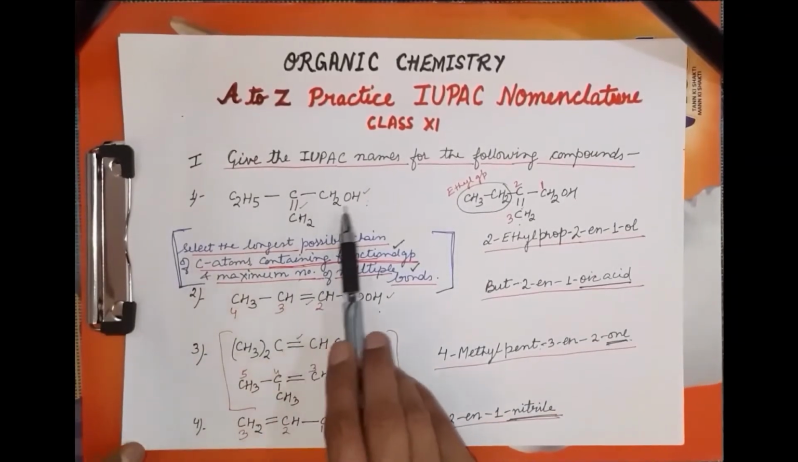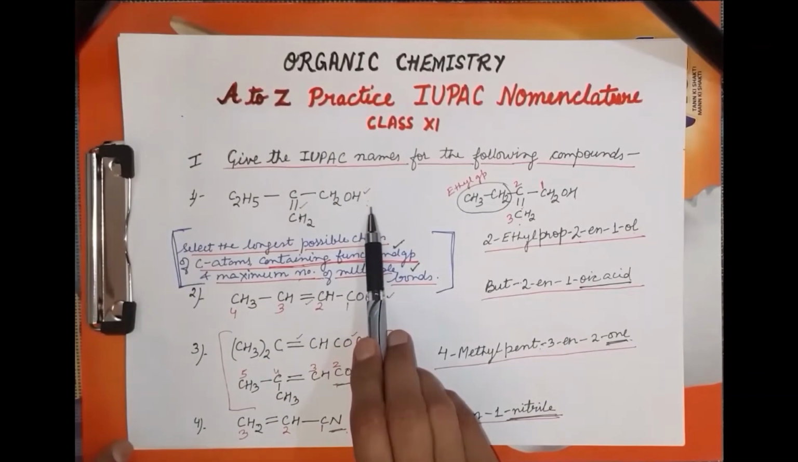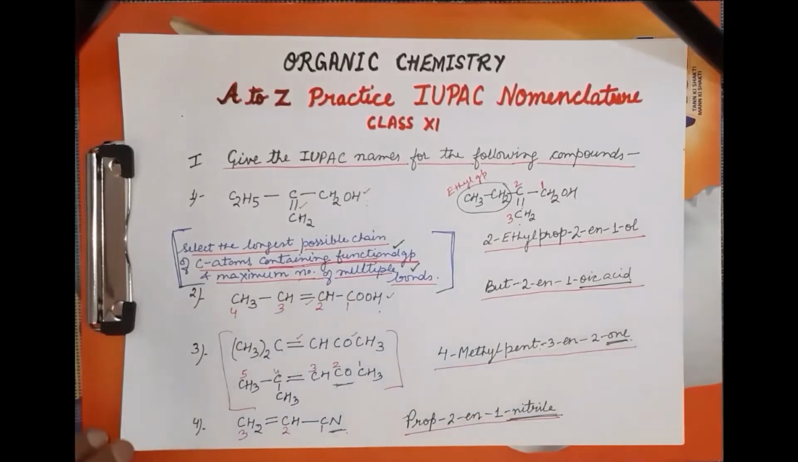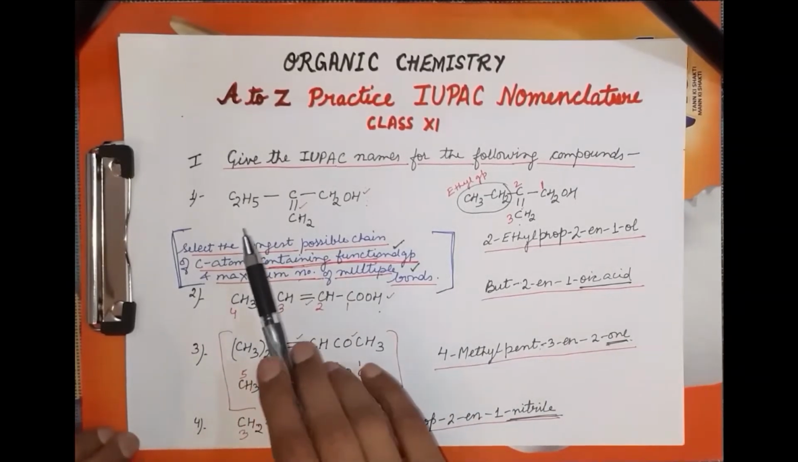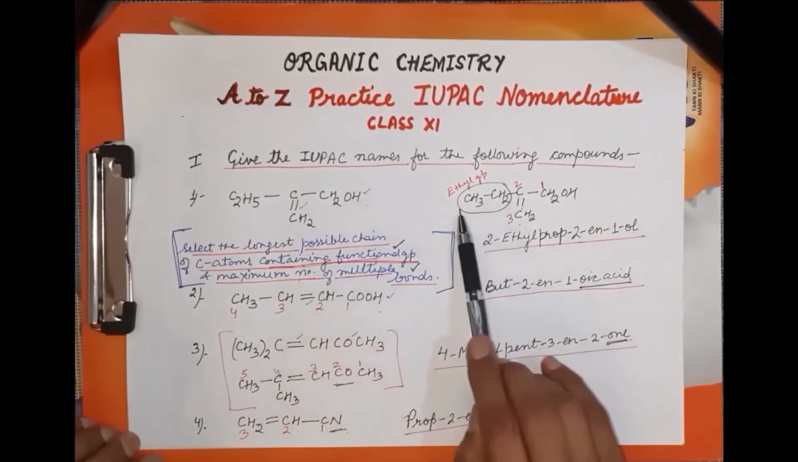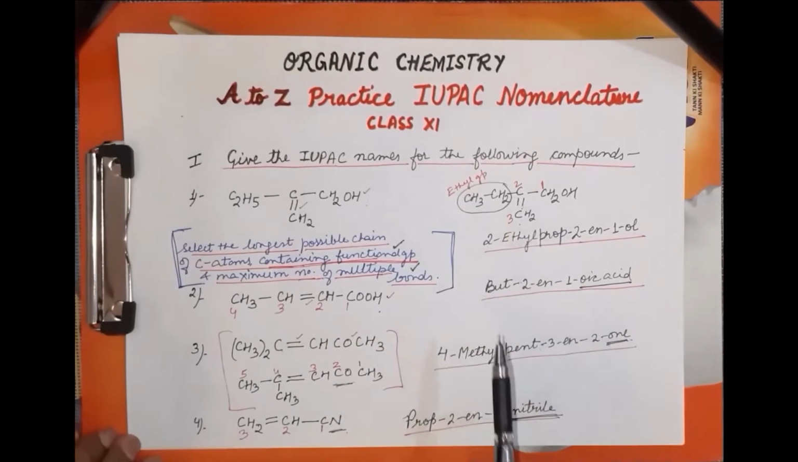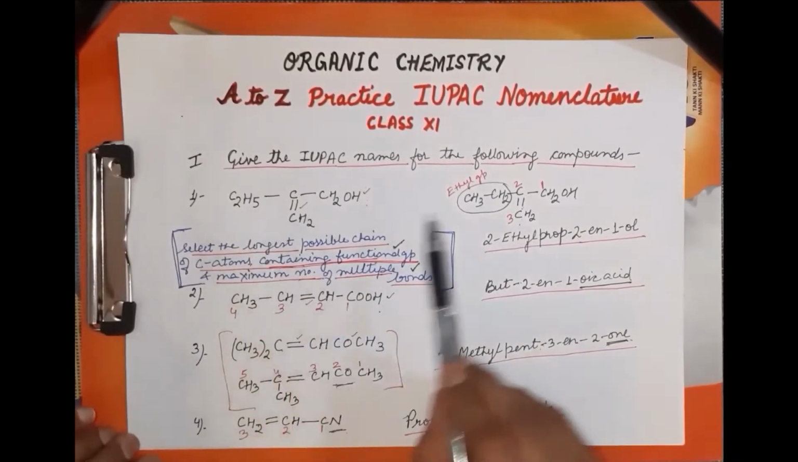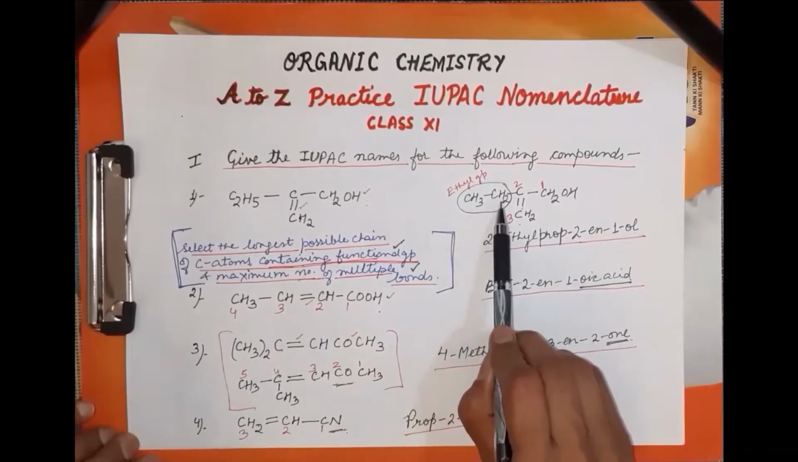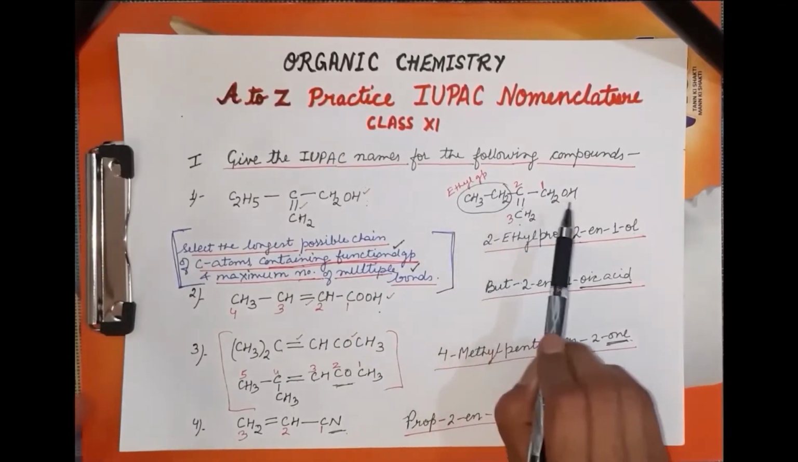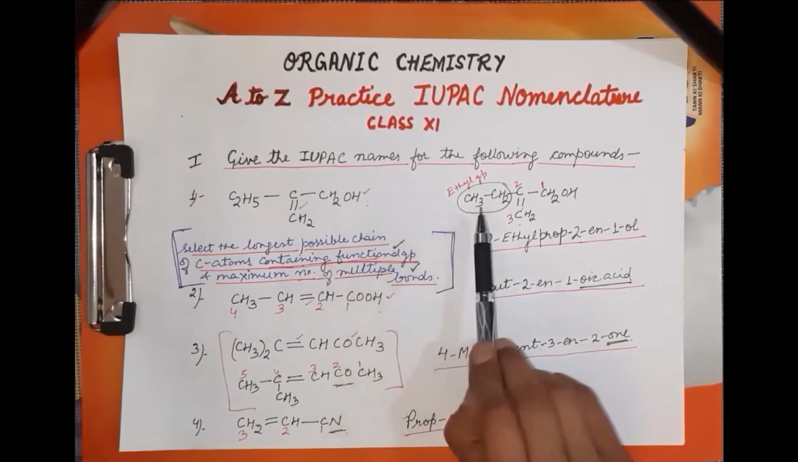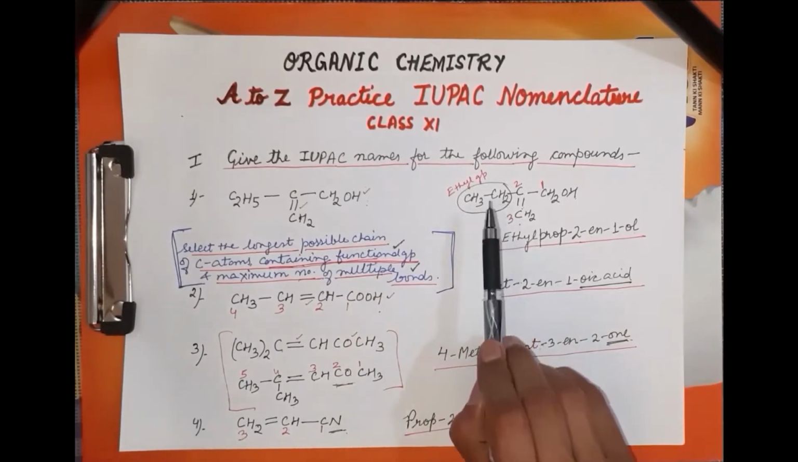So this is the compound, and we have to write the IUPAC name for it. First we can write this compound in this way. Here what I have done, this C2H5 I have written as CH3CH2. Basically both are the same, C2H5 is CH3CH2.